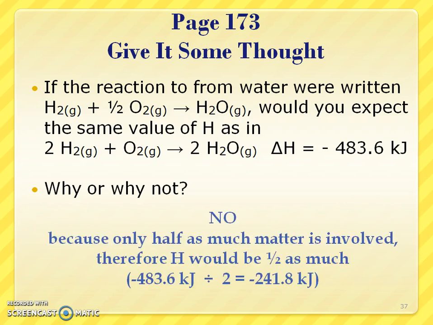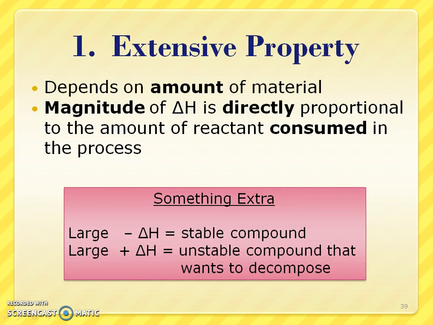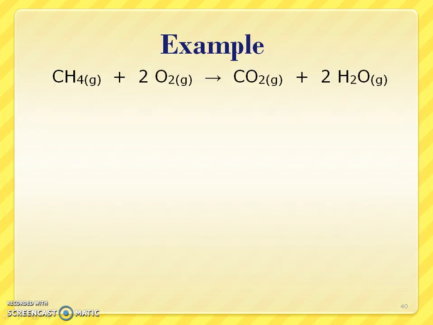Hopefully that makes sense. So there are three characteristics of enthalpy changes. The first one is extensive property. Extensive means that it's going to depend on the amount of material. The magnitude is directly proportional to the amount of reactant consumed in the process. And you might want to read this over as well. That's something extra.